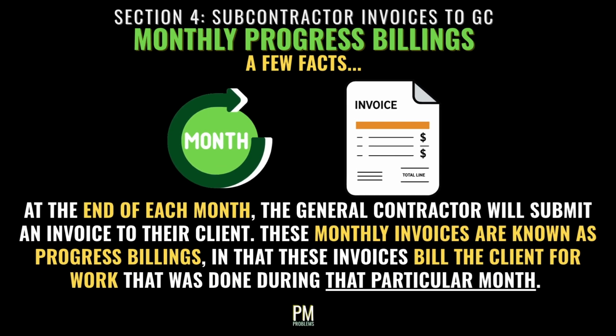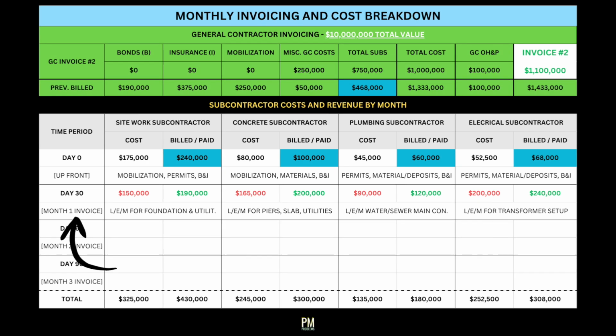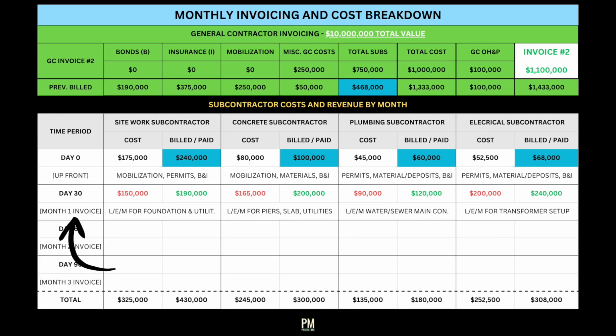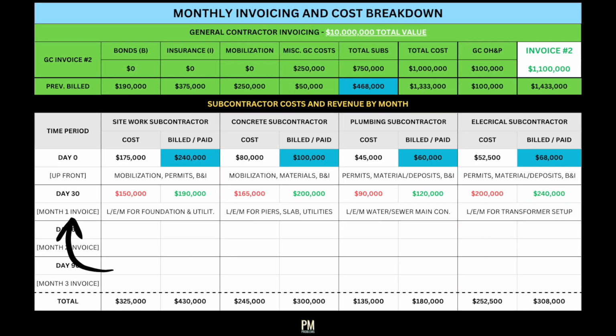At the end of each month, the general contractor will submit an invoice to their client. These monthly invoices are known as progress billings, in that these invoices bill the client for work that was done during that particular month, throughout the entire project. Some GCs perform portions of work themselves and need to account for labor, equipment, and material costs they had during that month. But in many cases, the GC's invoice will include all of the invoices they get from their subcontractors for work they did.